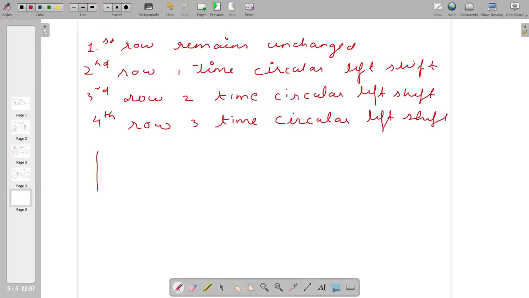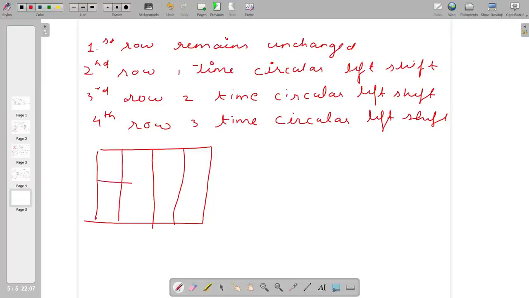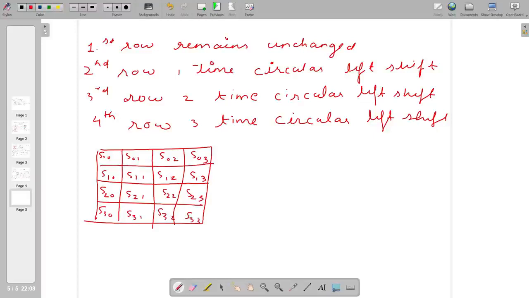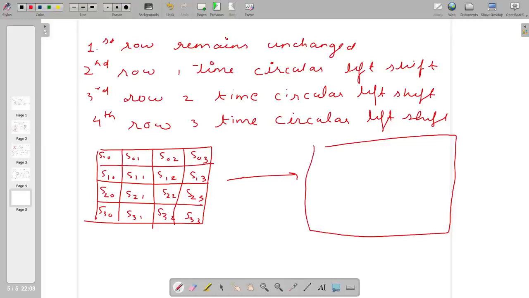For example, this is our matrix. So let me write the state-wise matrix. For example, this is our state-wise matrix: S00, S01, S02, S03. Then S10, S11, S12, S13. Then S20, S21, S22, S23. Then S30, S31, S32 and S33. After the sub-byte, after the shift row, it is going to be like this.